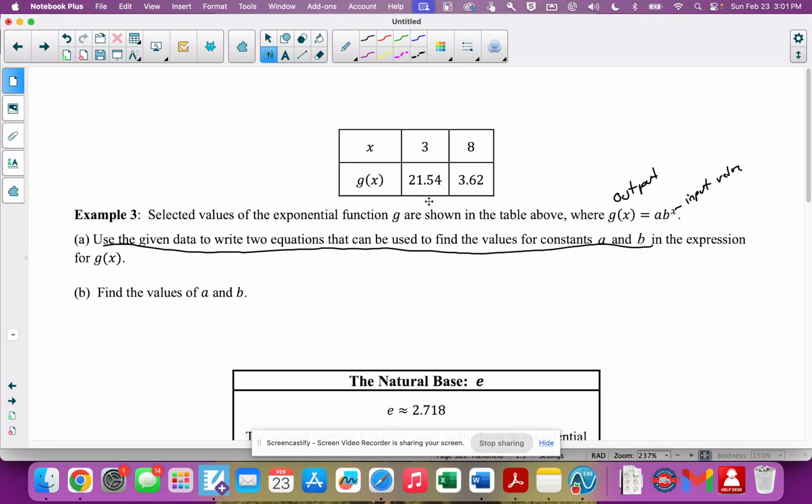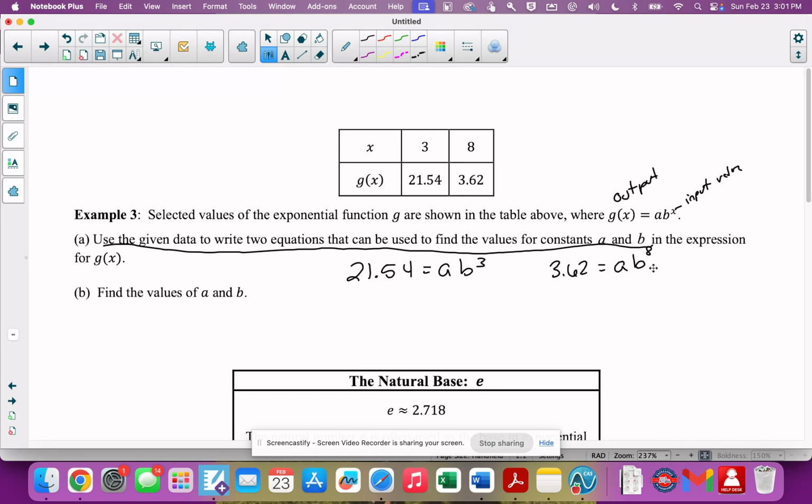Your first term, your input value is 3, your output value is 21.54. So the first equation is legitimately that: 21.54 equals A times some base to the third power. And then the second equation, 3.62 equals A times B to the 8th.